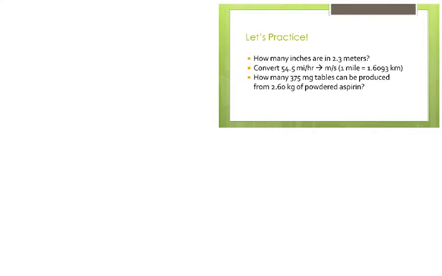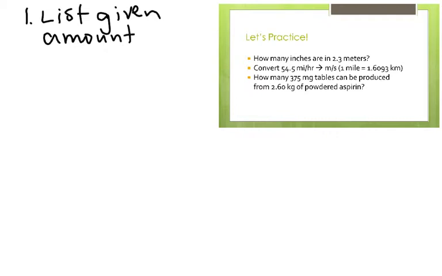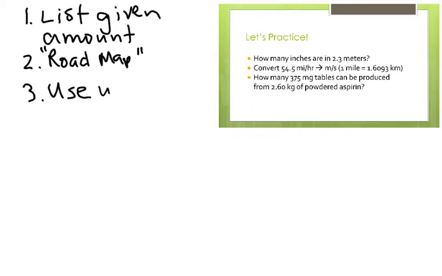All right. The first thing you need to do when you're doing dimensional analysis is list out what your given amount is. This can be kind of difficult depending on if the problem gives you a lot of numbers. The most difficult thing about dimensional analysis is being able to pick apart all the information to determine what your starting given amount is. Once you do that, I like to say create a roadmap, and I'll explain what this means when I do an example. Finally, you're going to use conversion factors or unit factors in order to convert from one thing to another.